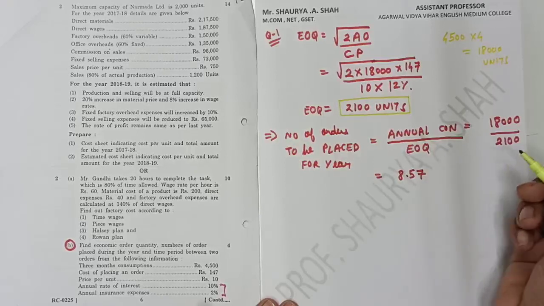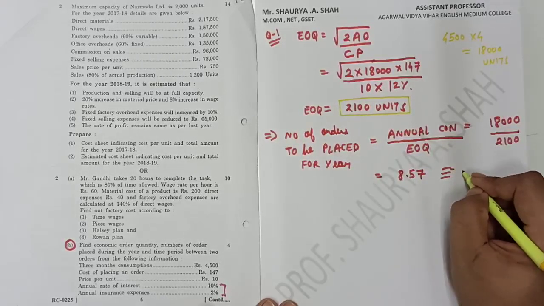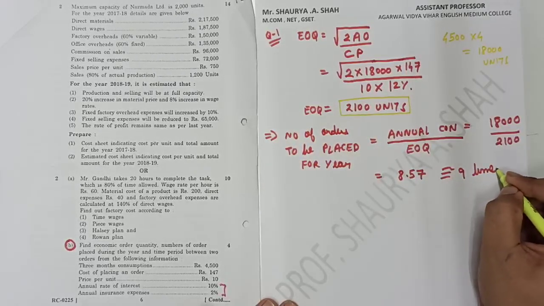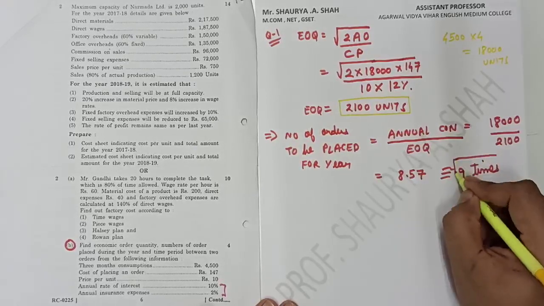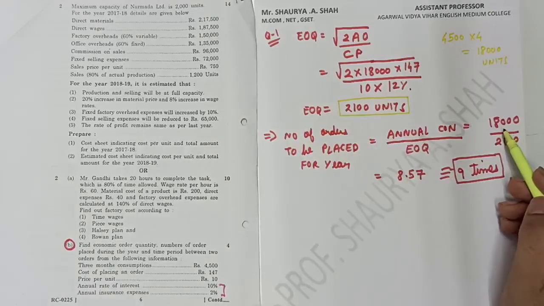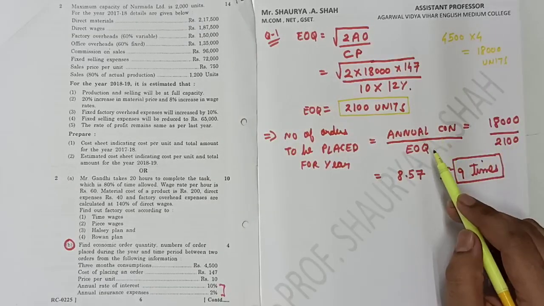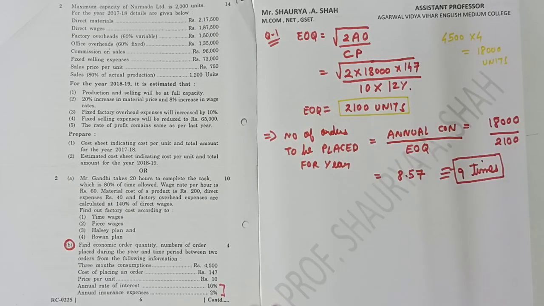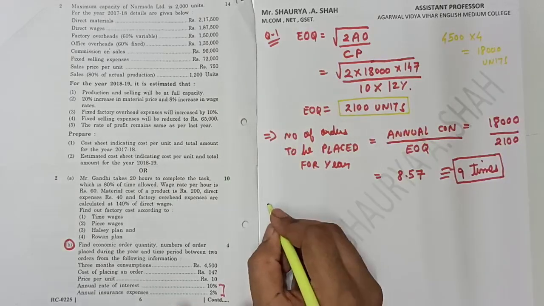So whenever it is more than 0.5, just round it off to approximately 9 times, because an order cannot be in decimal, students. If it was 8.5 or less, then we would have put it as 8. So first find out EOQ. Second, number of orders. What does number of orders mean? How many times I have to place the order? So simply understand the logic. If 18,000 is my total consumption and my economic order quantity is 2100, how many times? Then 18,000 divided by 2100 gives me 9 times. I suppose it is clear. This is our second answer which is asked in the sum.